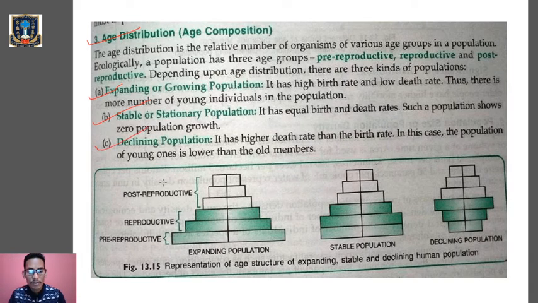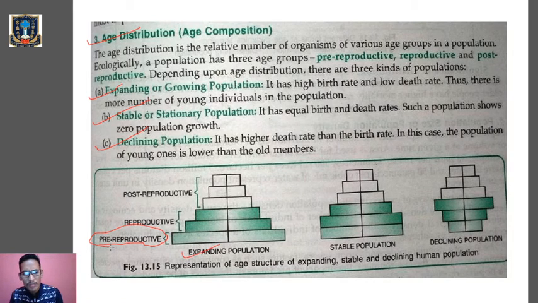Now we are going to talk about the expanding or growing population. This population has a high birth rate and a low death rate. So there is a greater number of young individuals in the population. You can see over here that they have a high number of individuals belonging to the pre-reproductive group, so this population is always growing.